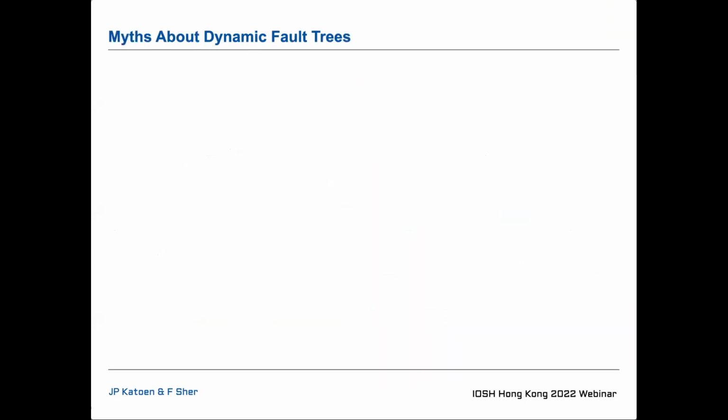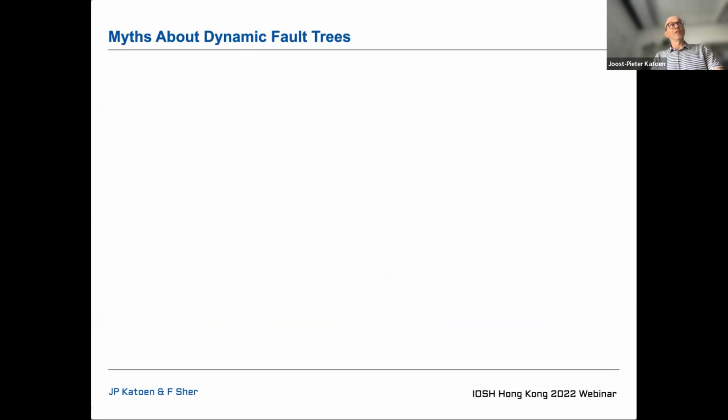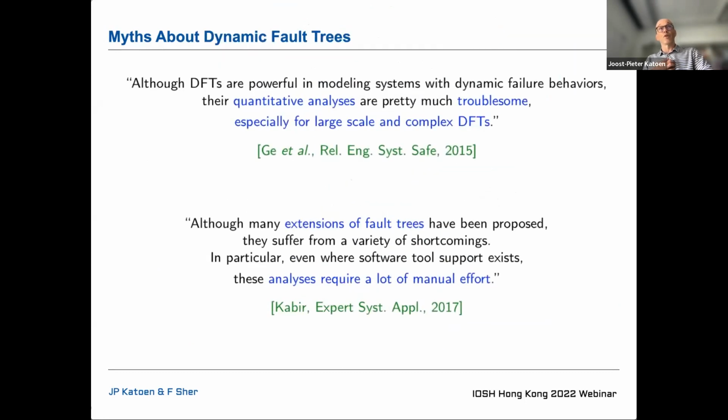So dynamic fault trees have been around since the mid-1990s, and there has been quite some confusion about them. Here I take two statements from two papers, not very old actually, that basically say: dynamic fault trees are powerful, they have rich possibilities to model dependability patterns, but the quantitative analysis is troublesome, especially if they are large and complex.